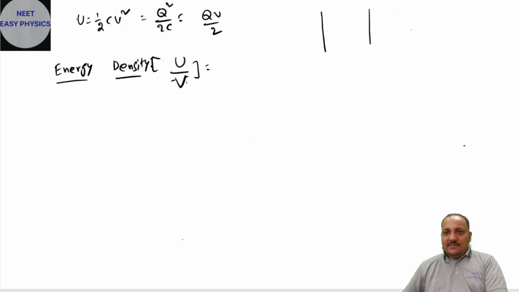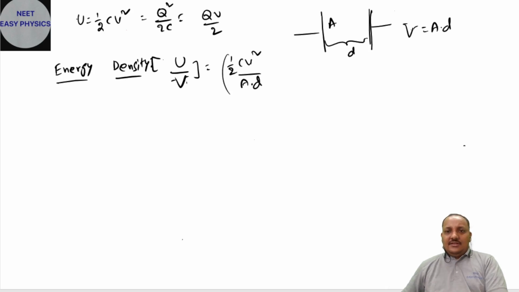If this is a parallel plate capacitor, of each plate area capital A, and separation small d, what is the volume of this? Area into distance. So half CV square divided by area into distance is the amount of energy stored per unit volume. Generally, the capacitance in terms of area means epsilon naught A by d.